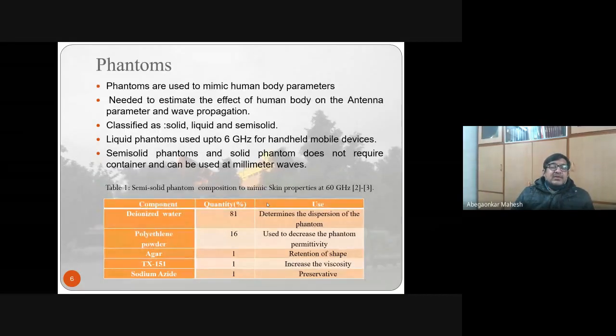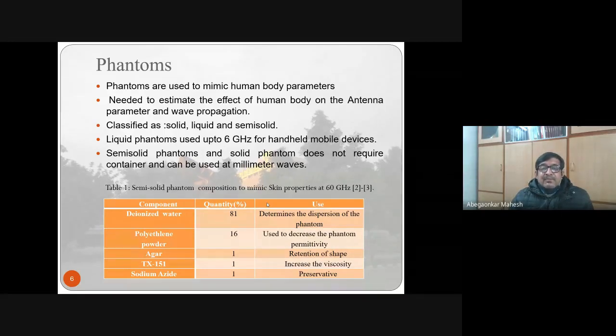Now, another concept that comes into picture is what are known as phantoms. Right? So these phantoms are basically used for experimental purposes. You cannot do experiments on the human body directly. You cannot do experiments on animals. So what is done is these phantoms are used to mimic human body parameters. Right? So there are some privacy issues when it comes to experimentation in all the fields, not only in antennas. So what is done is phantoms are created.